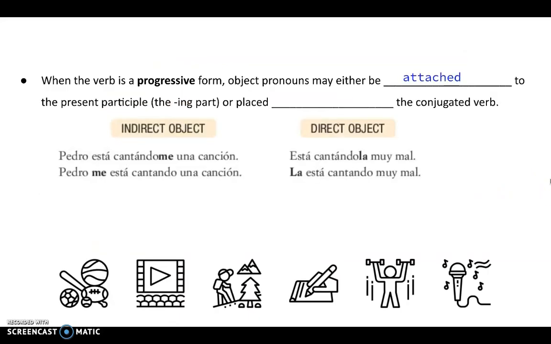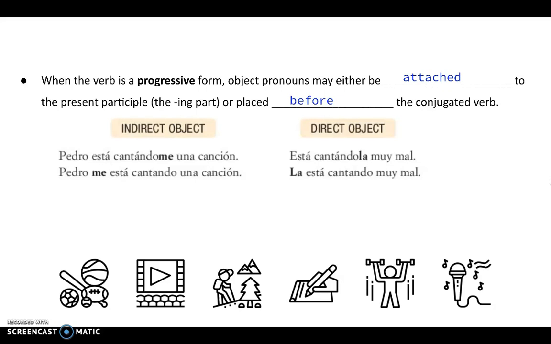When the verb is of progressive form, object pronouns may either be attached to the present participle or placed before the conjugated verb. Okay, so here we can see, so the present participle, just so you guys know, is the ing part. So this is a situation where you can attach it to a conjugated verb. As you guys might know, you can also attach pronouns to commands, but we're not going to be talking about those right now.